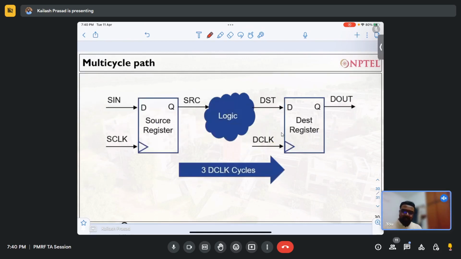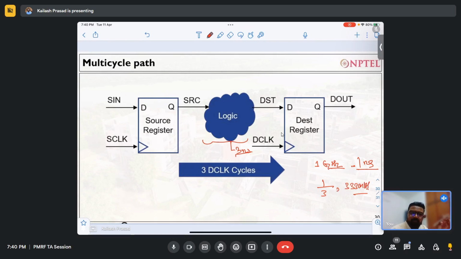I have another exception where we define a multi-cycle path. Suppose I am working at 1 GHz frequency, which means the time is 1 nanosecond, but this logic somewhere in the design takes 3 nanoseconds. The easiest way to take care of it is to reduce the clock frequency by a third, that is 333 megahertz, and run the entire system at 333 megahertz, and the problem will be solved.